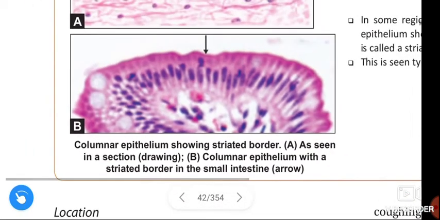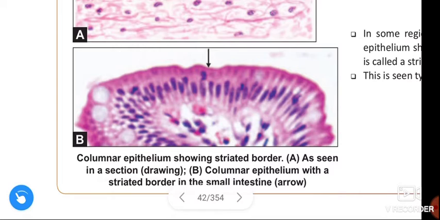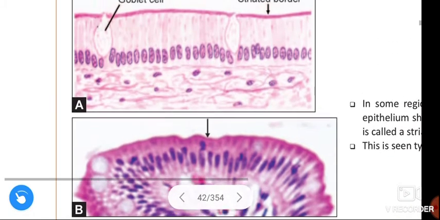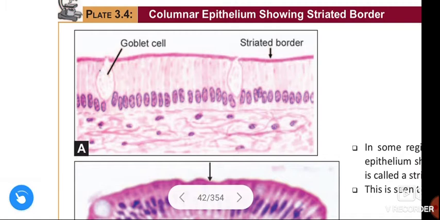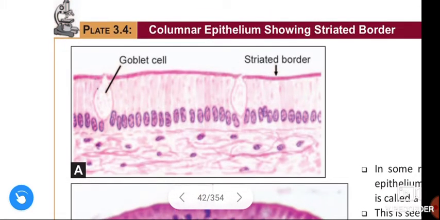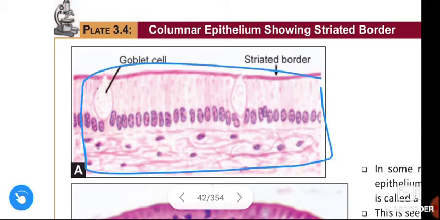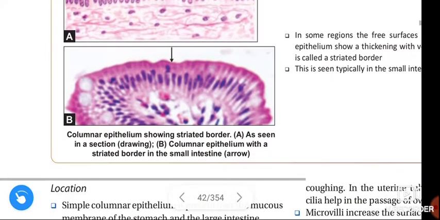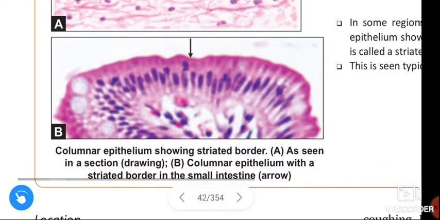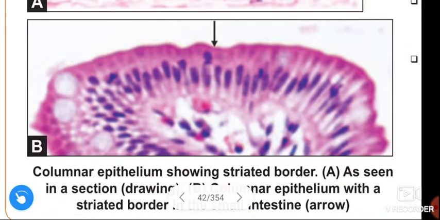See this figure. This is the columnar epithelium showing a striated border. It is in sectional view. This is the columnar epithelium with a striated border in the small intestine. In small intestine it appears like this.